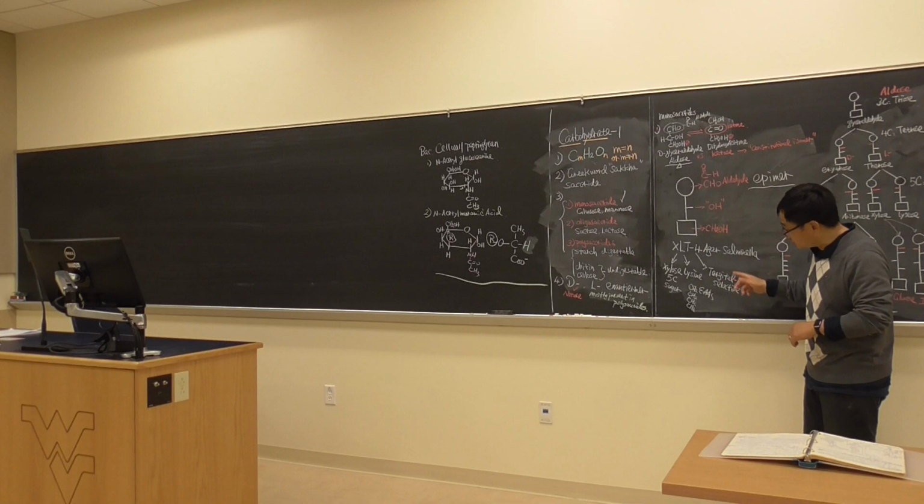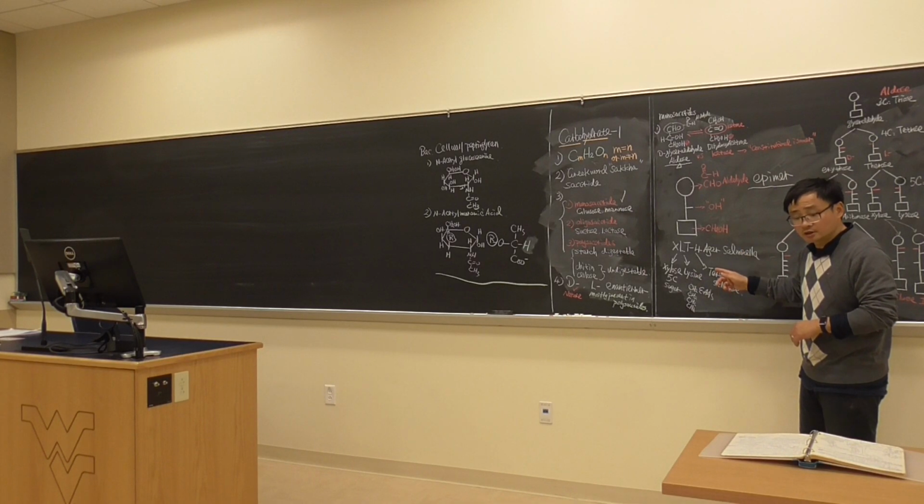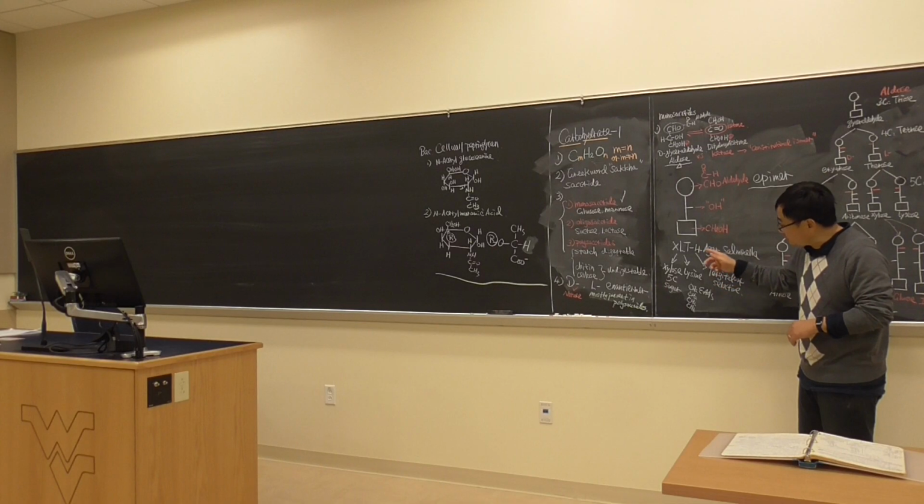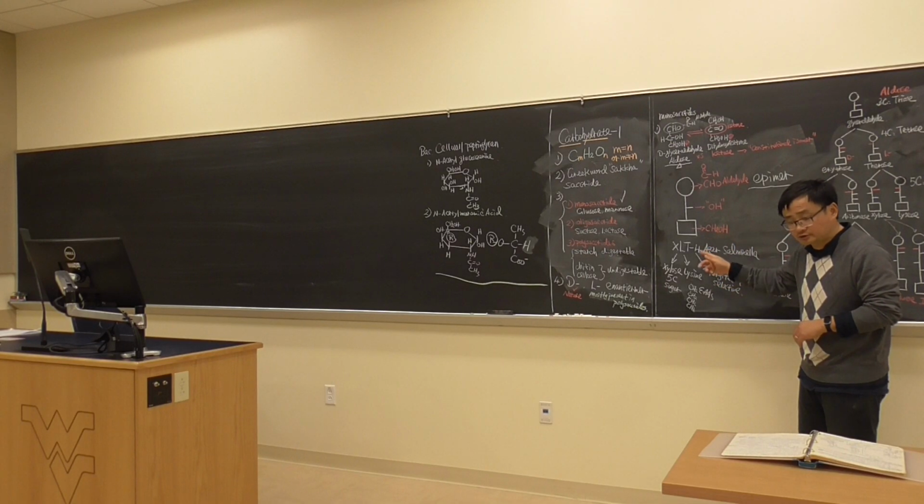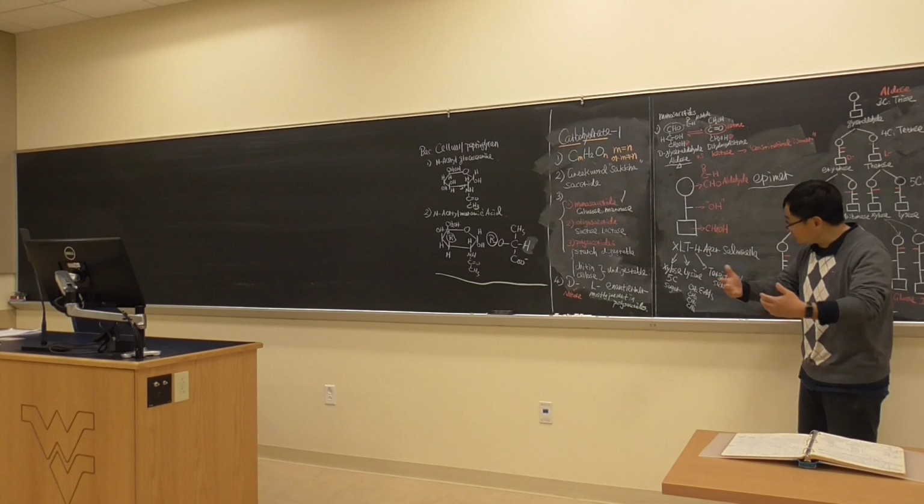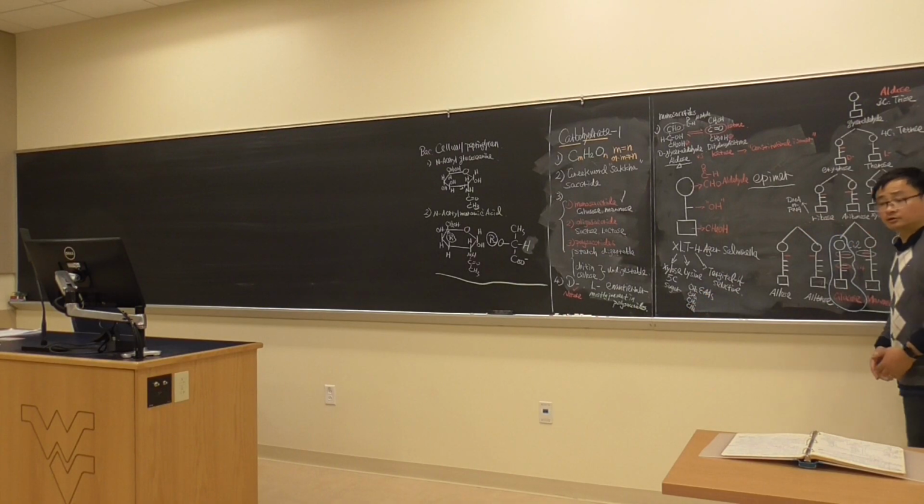Tergitol 4 is a selective ingredient. If you make XLT4 agar without T4, it's just a differentiating media. You're not going to see it as selective. Everything could grow. And because of the Tergitol 4, it makes it very selective.